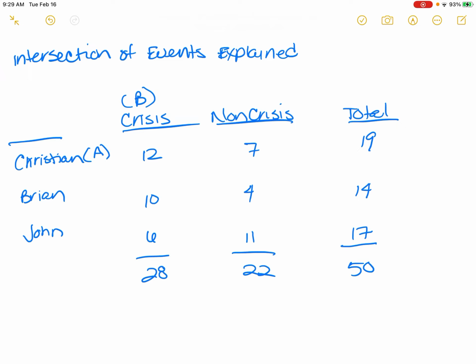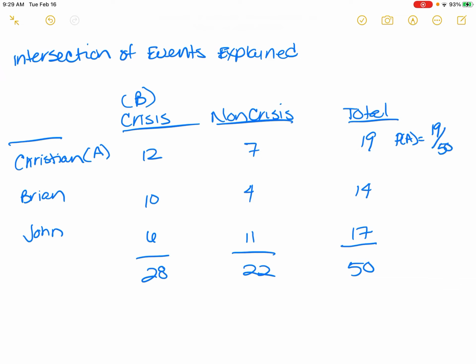If Christian were to call, that is event A. So the probability of Christian calling. And then a crisis call, he calls that event B, right? The probability of it being Christian calling, or the probability of any phone call being a crisis phone call. So if Christian calling is A, it's the probability of A, right? So the probability of a phone call from Christian is going to be equal to 19, right? Because Christian called a total of 19 times in this time period out of the 50 phone calls, right?